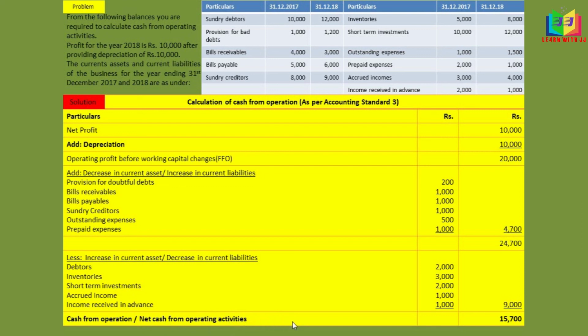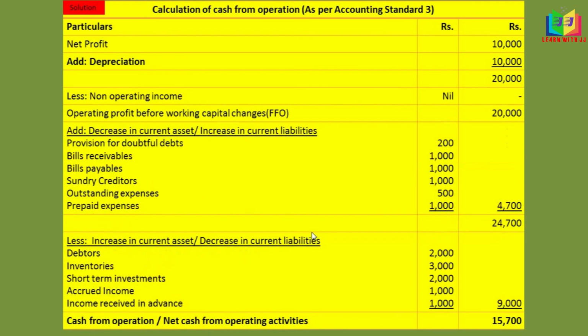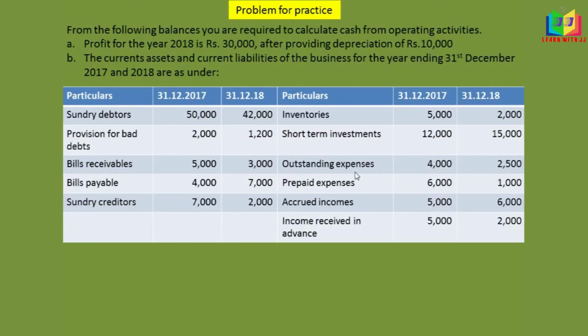I hope now you are able to work out this cash from operation with these working capital changes. I have given you a simple problem for you to practice. You just work out this problem and comment the answer. This is similar to the problem we discussed. You just work it out.